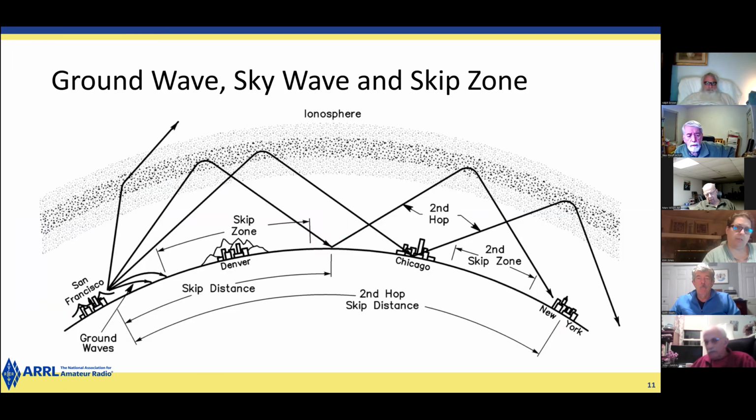Now, this part I don't believe is in the questions anymore, but it's something you should know, and that is there are a couple kinds of propagation. The first, if you look on the left of this picture, is a ground wave, where radio signals follow the curvature of the Earth. And it can be a very long distance or a very short distance.